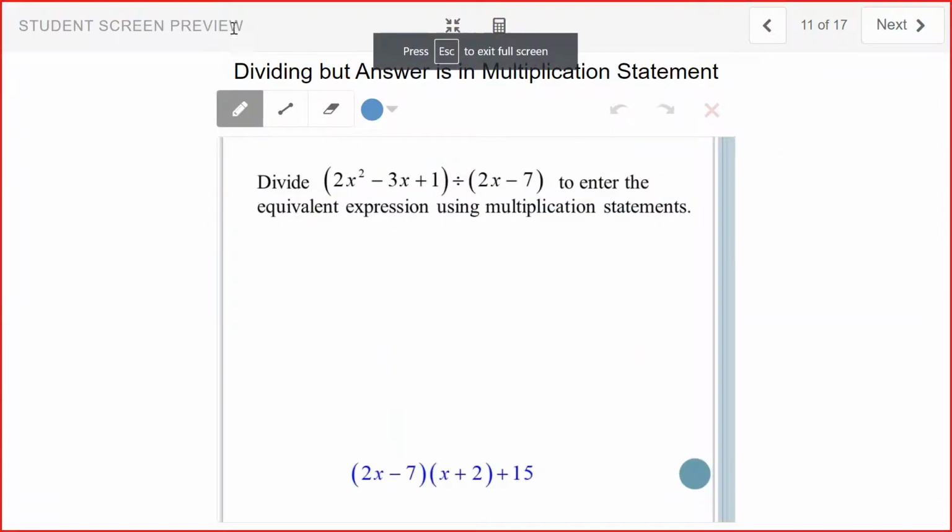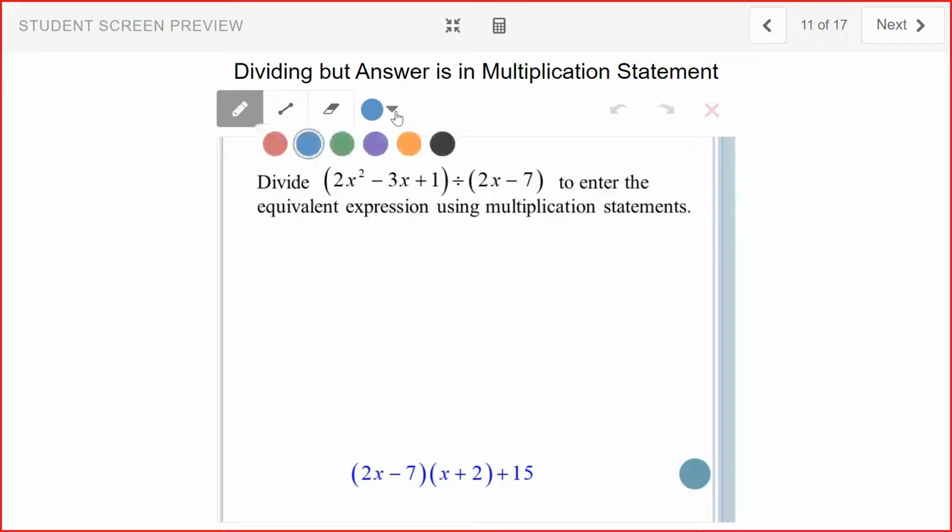So for this one here, it's exactly the same. We're asking you to divide. However, I put in the title, dividing, but the answer is in multiplication form. Okay, so this one will not be multiple choice on the exam. It will be written just like this.